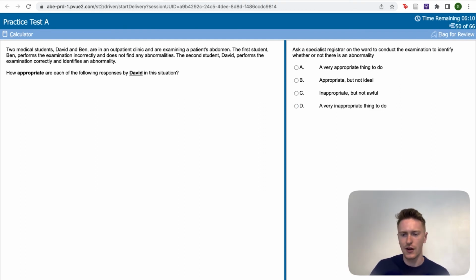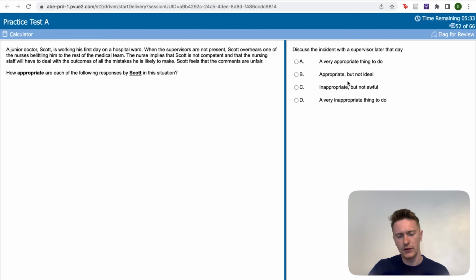Ask a specialist registrar to identify whether or not, get a third opinion. That seems reasonable, very appropriate. Ask the patient if he minds if Ben can re-examine and then show Ben where he thinks the abnormality lies. Yeah, and again, you've just got to think in common sense. If you and your friend approach a patient, you think that they've got a mass, the other person doesn't think they've got a mass, obviously you would be like, what do you think about this area here? You wouldn't discuss it and afterwards not point it out and then be like, oh, I thought there was something vaguely in this area. You would try and help them by talking through it and showing him. So I think that's very appropriate.